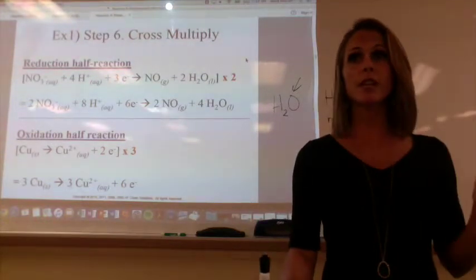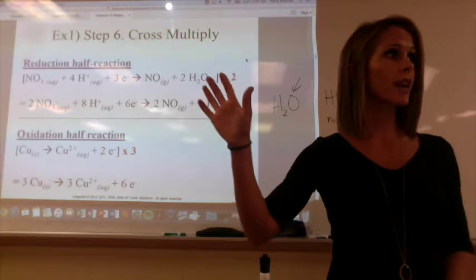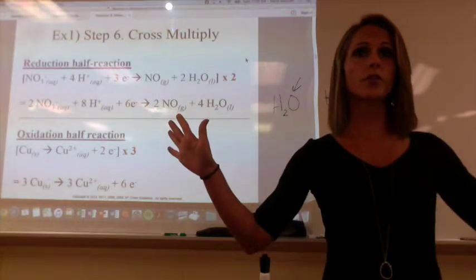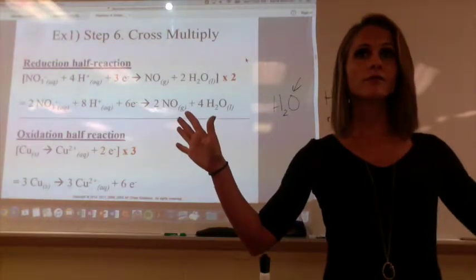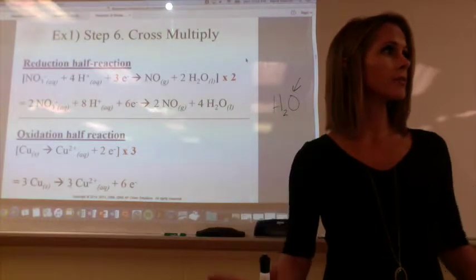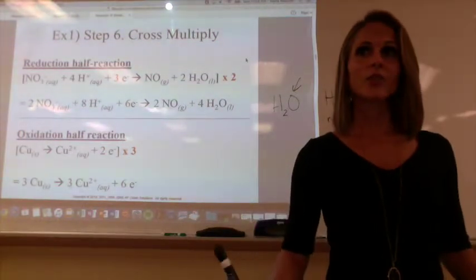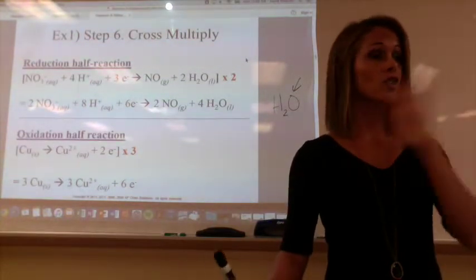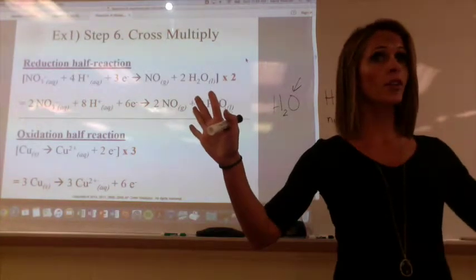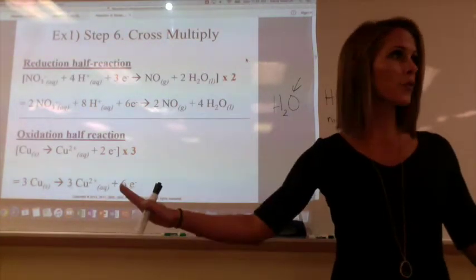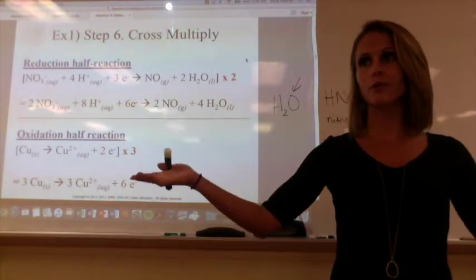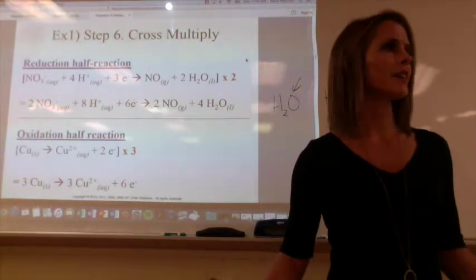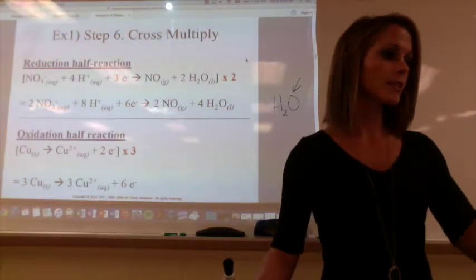You will sometimes get reactions where you have some water on the left and then you have some water on the right. Say I had 6 waters on the left and 4 waters on the right, what do you do? You cancel, and how many waters should be left? You guys have to go back to 1st grade. 2. No 3, just 2. If I had 6 on the left and 4 on the right, the 4 waters would cancel with the other 4 waters because they're literally molecules. We're counting them up as the coefficient. There'd be 2 waters left on the left. Got it? All right, but that's not going to happen in our case.